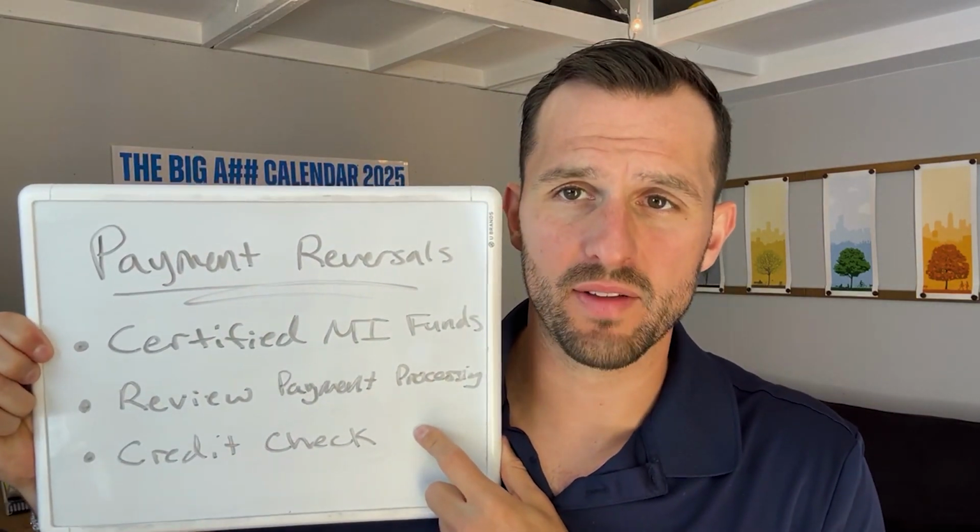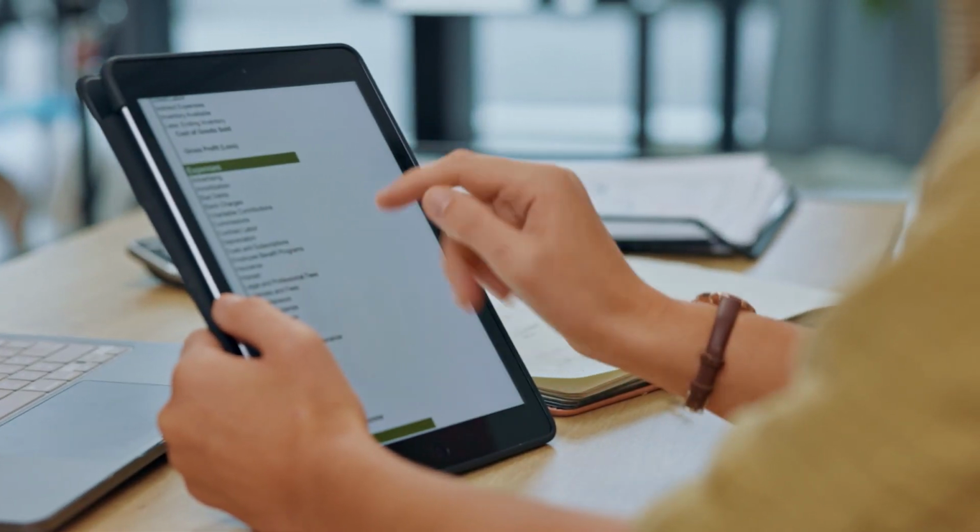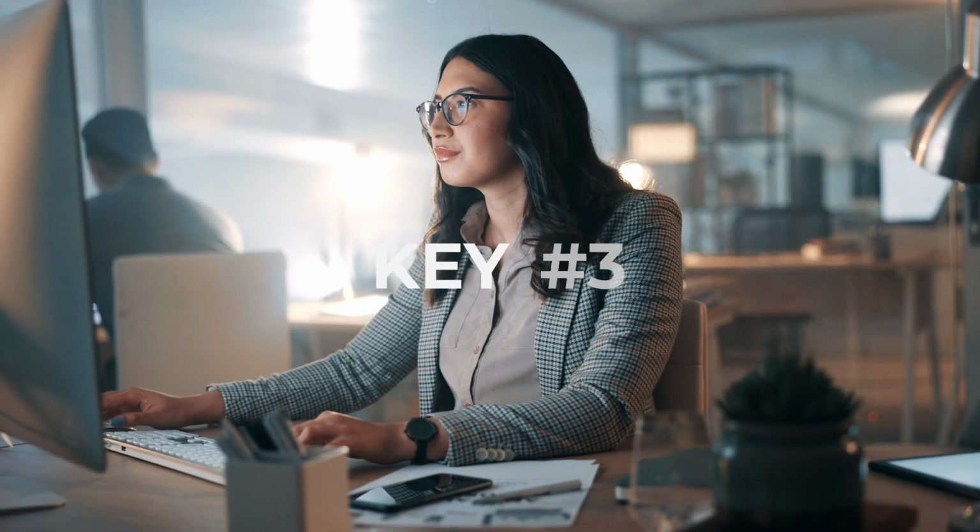What do I have to do if a tenant reverses payments? Call them, look at the fine print, figure out what you have to do or who you need to contact. Number 3, credit check.